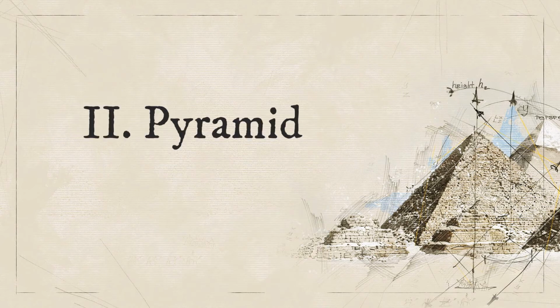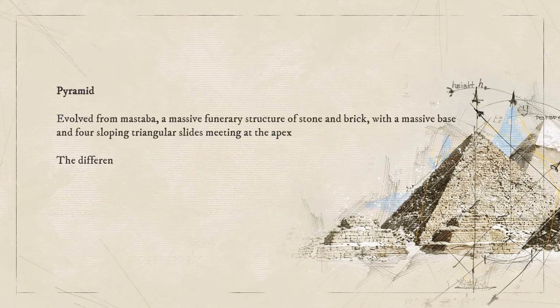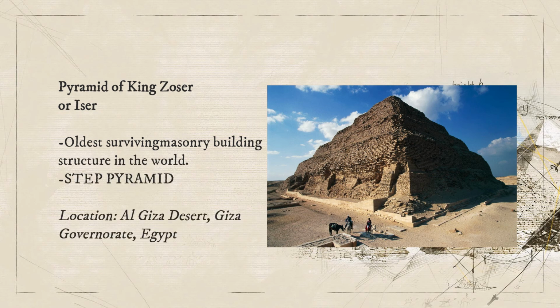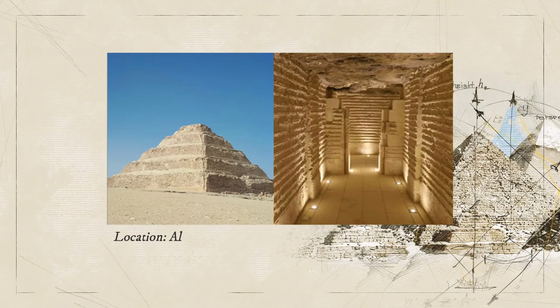Next is the pyramid, evolved from the mastaba, a massive funerary structure of stone and brick with a massive base of four sloping triangular sides meeting at the apex. An example of it is the pyramid of King Zoser or Djoser. It is the oldest surviving masonry building structure in the world and is considered a step type of pyramid. It is a type of architectural structure that uses flat platforms or steps that recede from the ground up. They also saw it as a stairway to the stars.